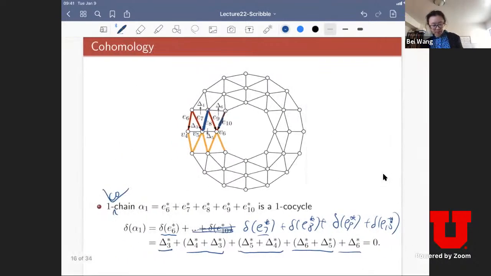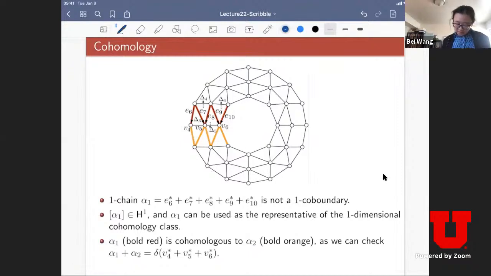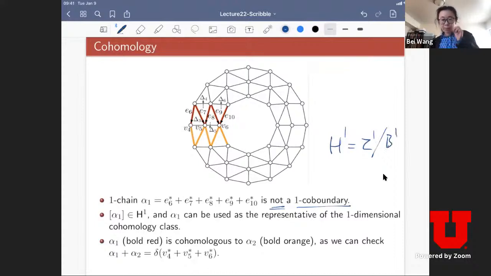And then additionally, it is not a one co-boundary. You can again check why it's not a co-boundary, because I cannot find a linear combination of vertices such that it's the co-boundary of that. Okay, so if it's a co-cycle and not a co-boundary, what does it correspond to? It corresponds to an element in the one-dimensional cohomology group. It's a one co-cycle that is not a one co-boundary.